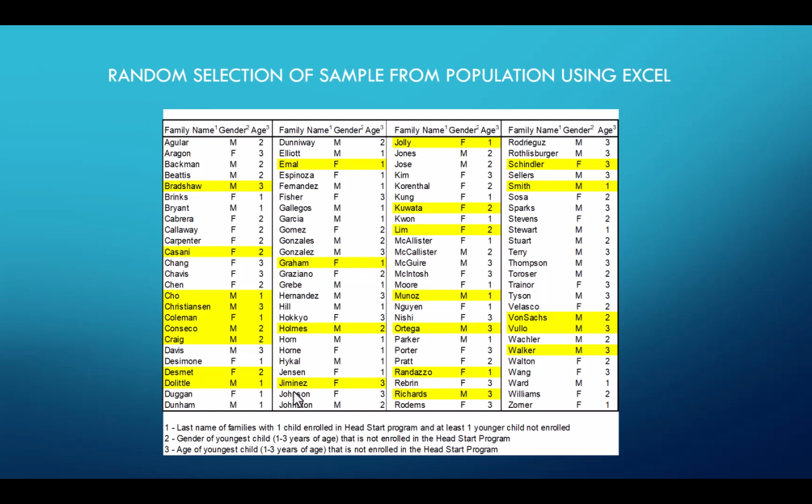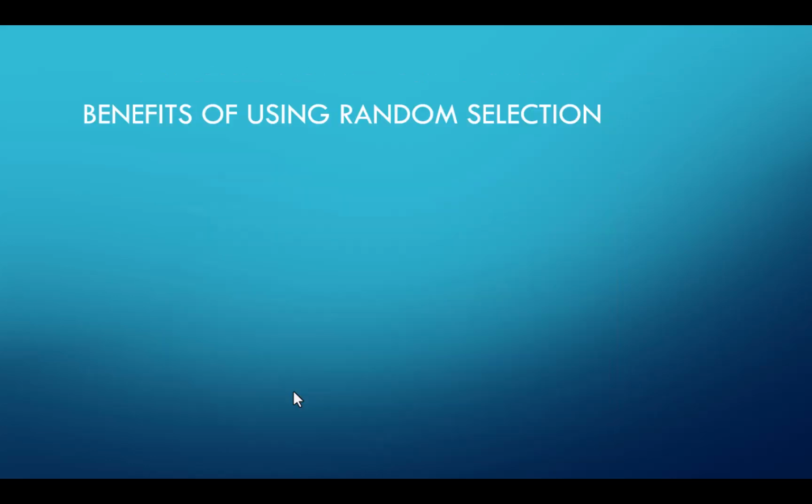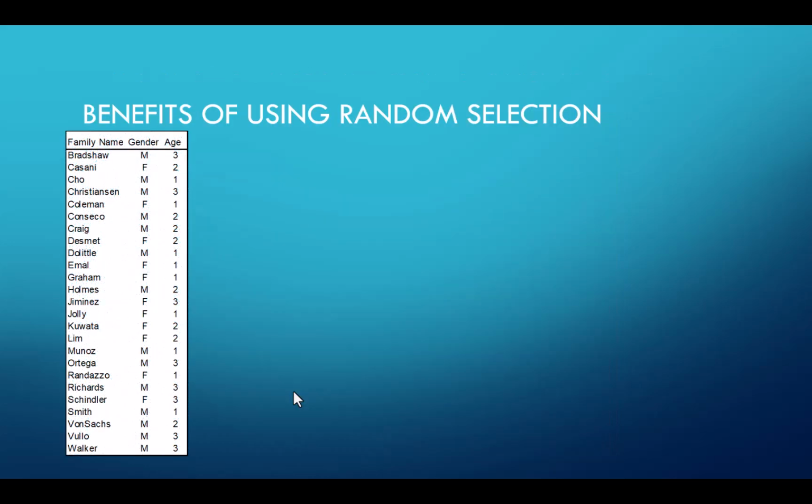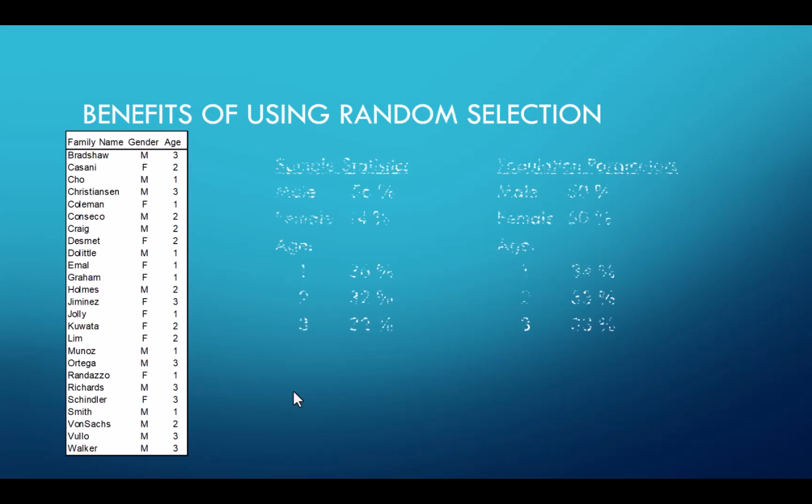So there's a function in Excel. This list of names was in Excel. I used that and it randomly selected 25 names from that. So here I've listed those 25 names of randomly selected participants. And let's compare now the statistics between the population and the sample.